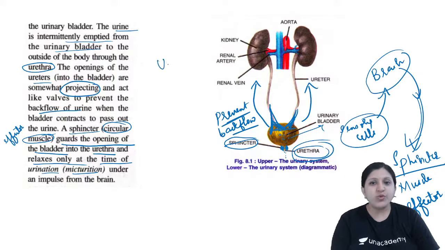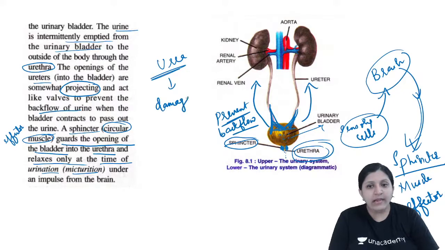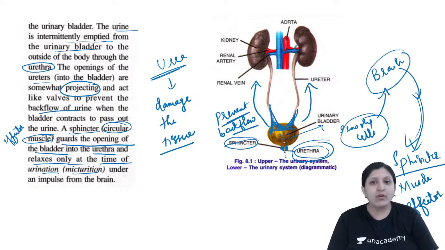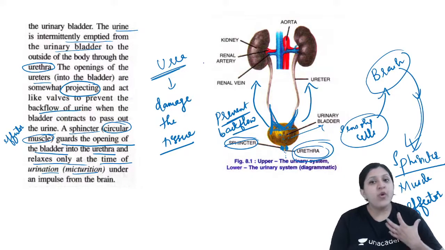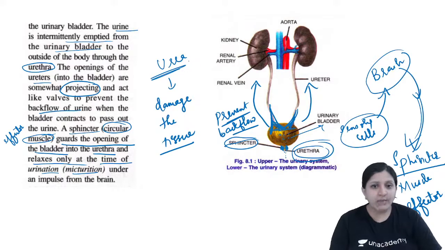Because all the tissues, so urea, if it gets accumulated in the tissue, what can happen, this urea can damage the tissues which are there in your urinary bladder, or it can be with respect to the urethra also. So that is why holding the urine for a longer time period is not good. Okay, so it relaxes only at the time of urination. The other term again you need to know is micturition also.